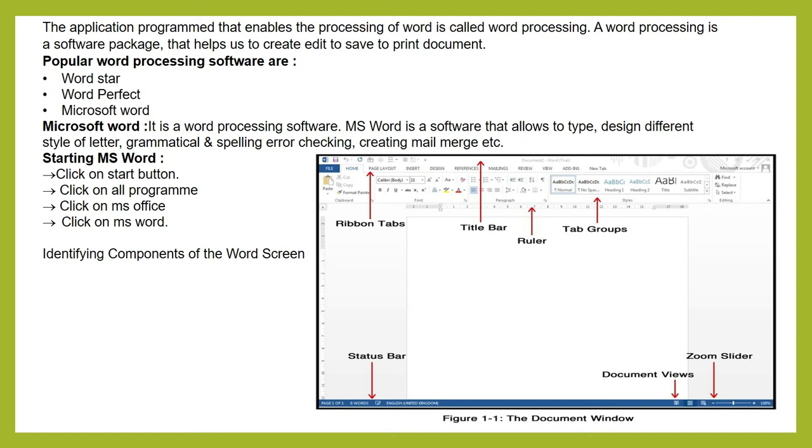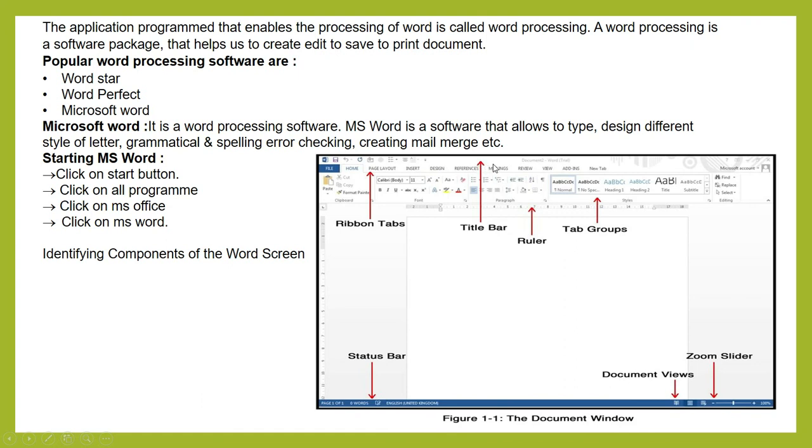Next, what is the procedure to start Microsoft Word? Click on the Start button and select All Programs, where you will find Microsoft Office. From the Microsoft Office package, select MS Word, depending on your version, whether 2016 or 2007. Any version will give you the Word screen in this manner. So this is the home screen of MS Word.